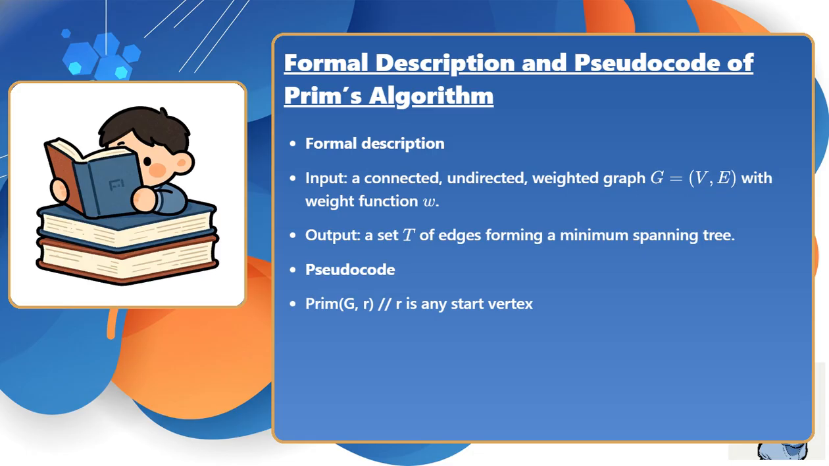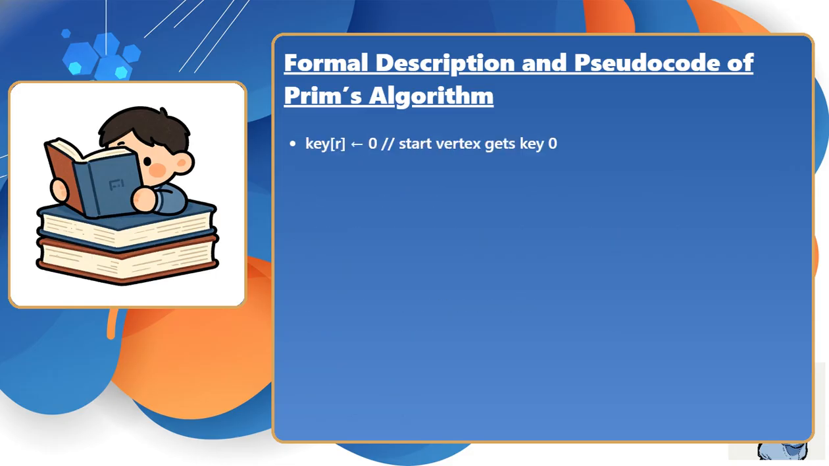Pseudocode. Prim(G, w, r), where r is any start vertex. For each v in V, initialize keys to infinity: key[v] gets infinity, parent[v] gets nil. Key[r] gets 0, the start vertex gets key 0. Q gets V, a priority queue Q keyed by key.